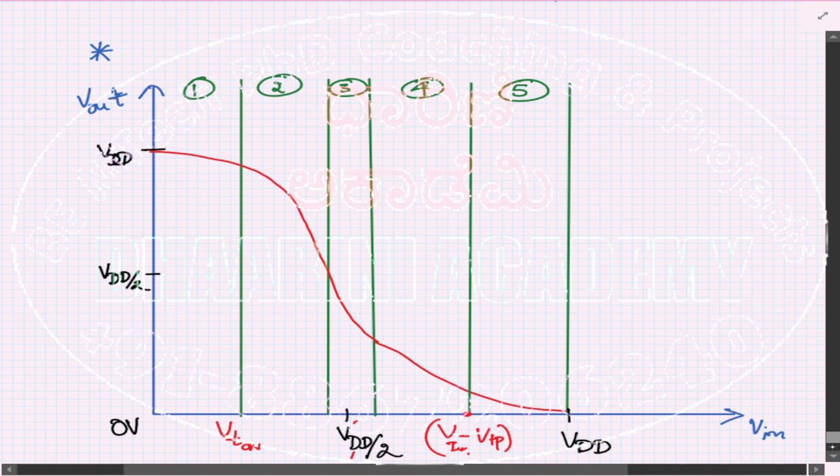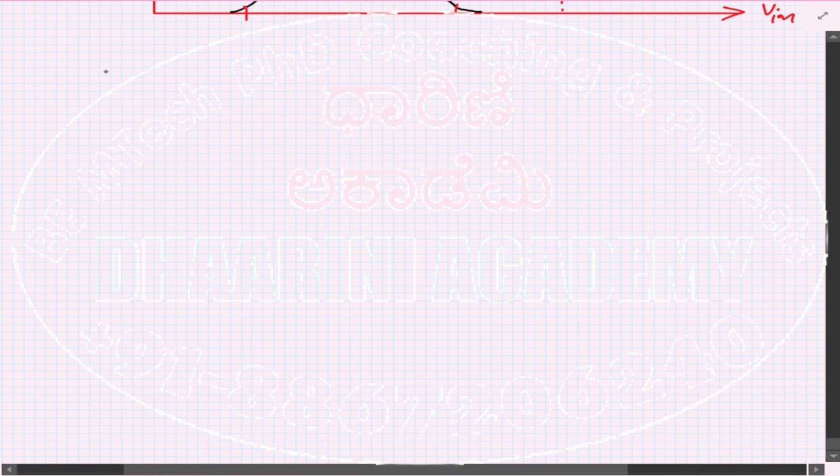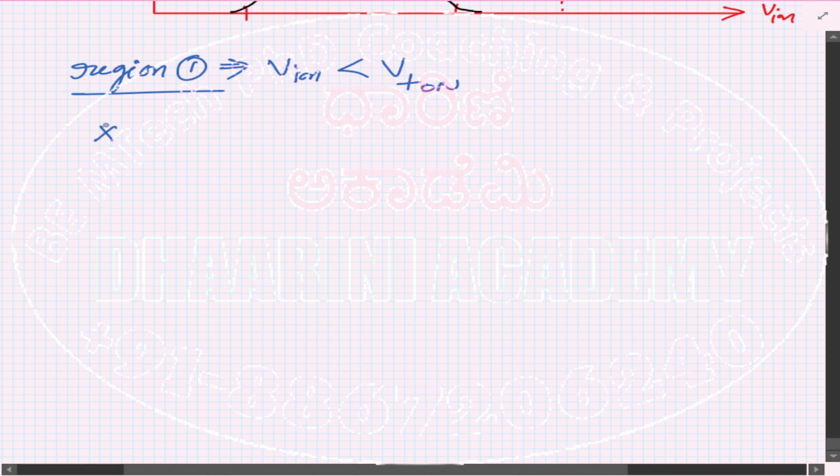All right, let's move on. Now we start with the regions one by one. So this is how it begins. I'll start the explanation with region number 1, referring to the first graph. What is the condition? In this, you can see that the input voltage provided is less than the threshold voltage of the N MOSFET. We call it VT on, right? So in this region, what happens? What happens to the N MOSFET?